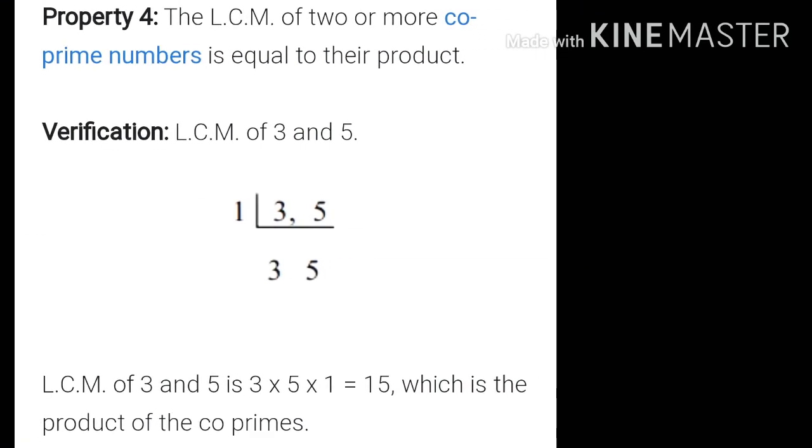Okay. Now property 4. The LCM of 2 or more co-prime numbers is equal to their product. Again, let's take the example of 3 and 5. So the LCM of 3 and 5: both are not divisible by any common number. So it's 3 into 5 into 1, that is 15, which is the product of the co-primes, right?